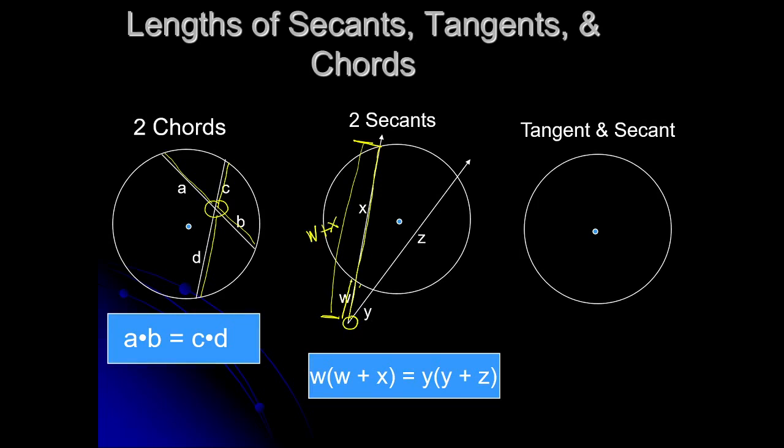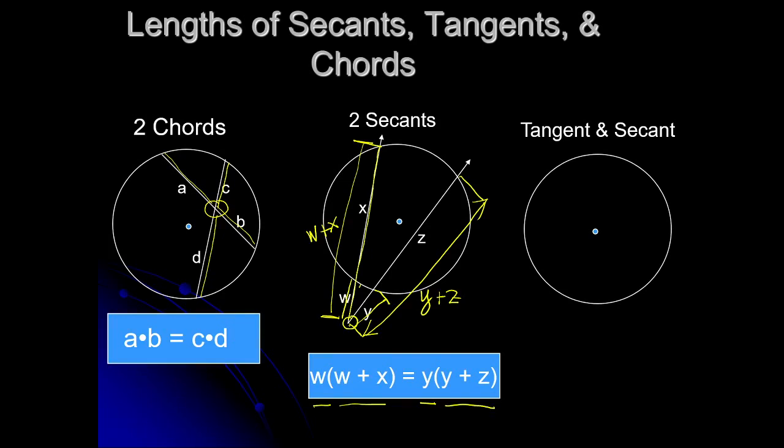So the shorter segment from the vertex, multiply that to the longer segment from the vertex again, that is W plus X. Is this clear? The same thing with the other side. What's the measurement of the shorter segment? Y. What's the length of the longer segment? This is Y plus Z.